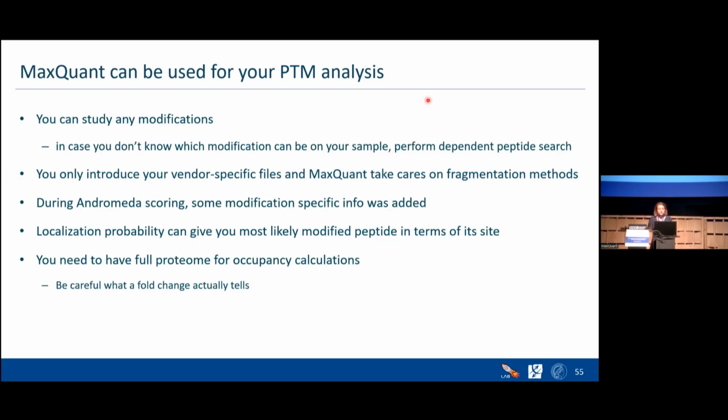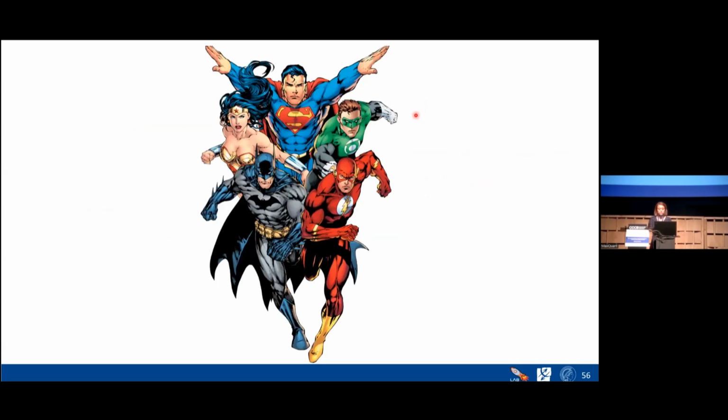For Andromeda scoring, this score has been modified and specific information has been added to improve our identification rates. Localization probability can give us some idea about the sites, how likely they are to be true or not. And if you want to calculate occupancy, as I referred to before, you need to have the full proteome too. So in the end, phosphorylation is not our only superhero; like in the Justice League, we have other PTMs too. I hope that you will use MaxQuant for your PTM research.